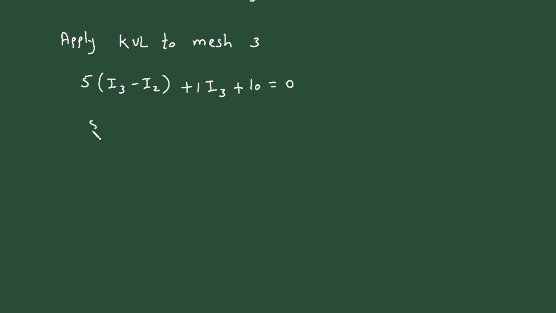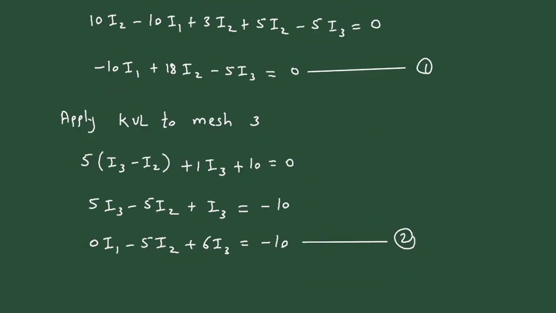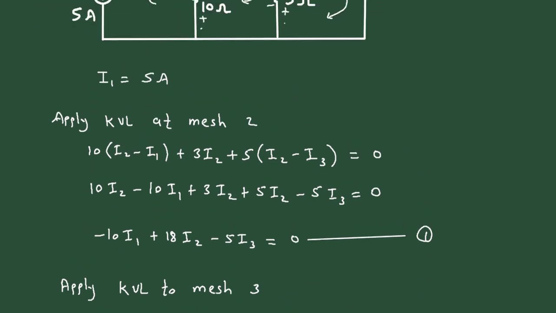Now let's simplify this. So it will be 5 I3 minus 5 I2 plus I3 is equal to, if we take this on right side, minus 10. Now again first we will write I2 terms, and here the I1 term is 0. So here we can write 0 I1 and then minus 5 I2. Then this will be 5 plus 1, 6. So plus 6 I3 is equal to minus 10. Now let's say this is equation number 2. So we got equation number 1 and equation number 2.